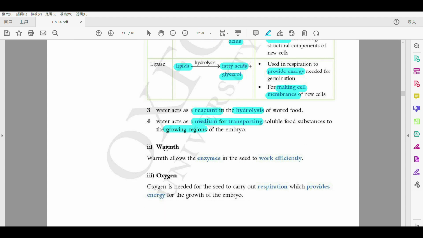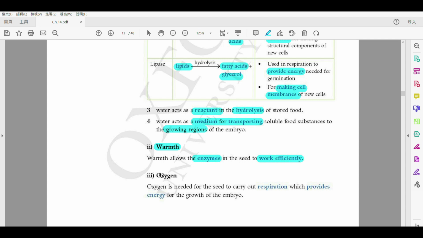Okay? And number 2, that is the warmth, just like the temperature. So it will allow the enzyme to work efficiently. Of course, the temperature, if it is too low, like if you put a seed in the refrigerator, that would be not good for the seed to germinate. All right? And some farmers will actually put the seed into the refrigerator for another reason. So I'll talk about that in class.